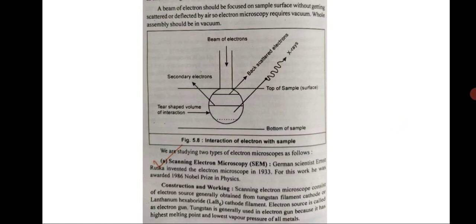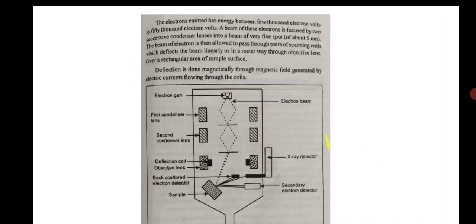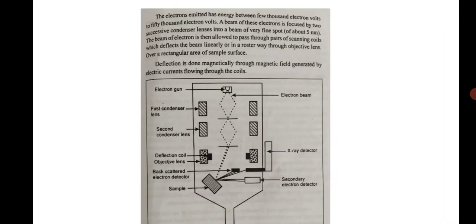The scanning electron microscope consists of an electron source, generally obtained from a tungsten filament cathode or a lanthanum hexaboride (LaB6) cathode filament. The electron source is called the electron gun. Tungsten is generally used in the electron gun because it has the highest melting point and lowest vapor pressure of all metals. The electrons emitted have energy between a few thousand electron volts to 50,000 electron volts.